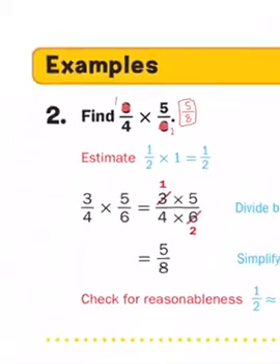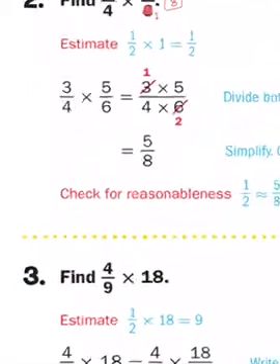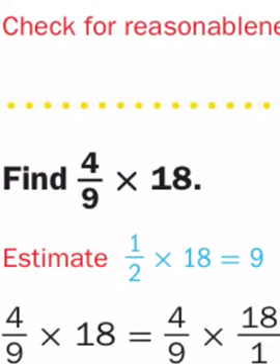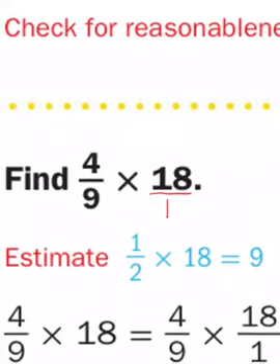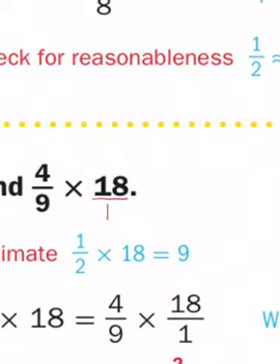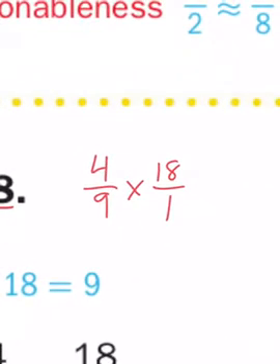Now in example 3, you'll see we have a fraction times a whole number. So first thing I'm going to do is write the 18/1. So I have 2 fractions. Now I don't like the way the numbers are crooked like that. That's a little bit of my OCD. So I'm actually going to write the problem next to it. So I'm going to write 4/9 times 18/1. You don't have to do that, but again, that's my OCD.